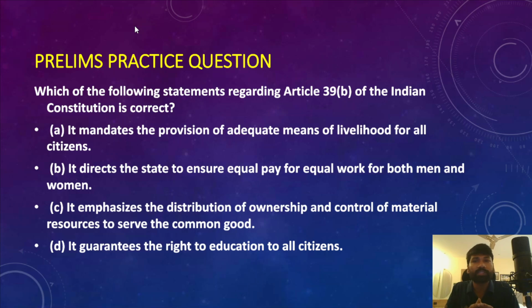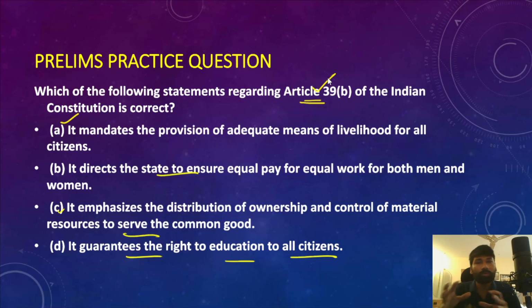Today's practice question is: which of the following statements regarding Article 39B of the Indian Constitution are correct? Option A says it mandates the provision of adequate means of livelihood to all citizens. Option B says it directs the state to ensure equal pay for equal work for both men and women. Option C says it emphasizes the distribution of ownership and control of material resources to serve the common good. And option D says it guarantees the right to education for all citizens. Please understand this question and try to answer it in the comment section, and I'll provide the correct answer in the next session.